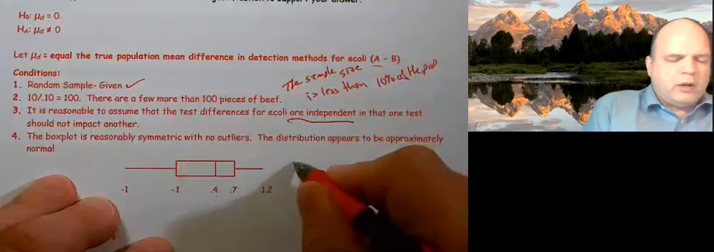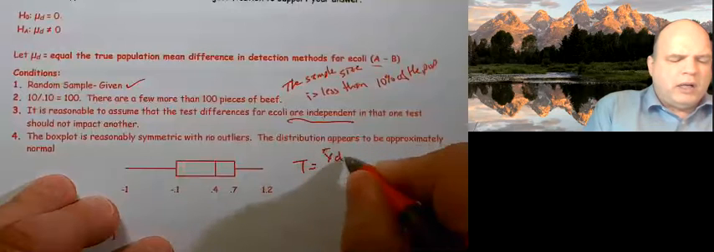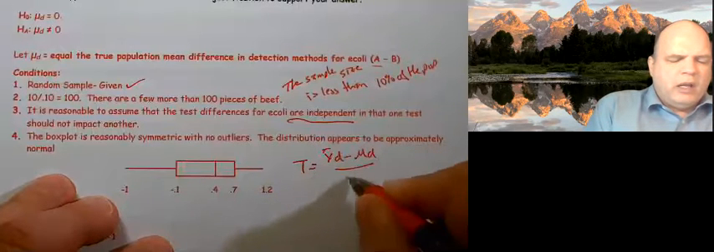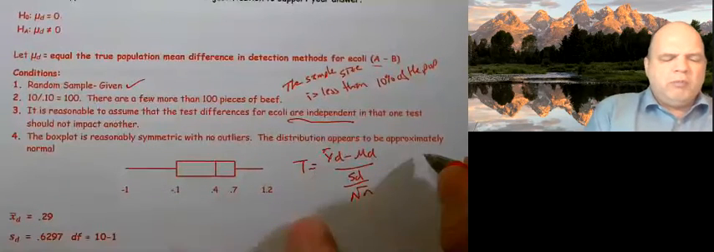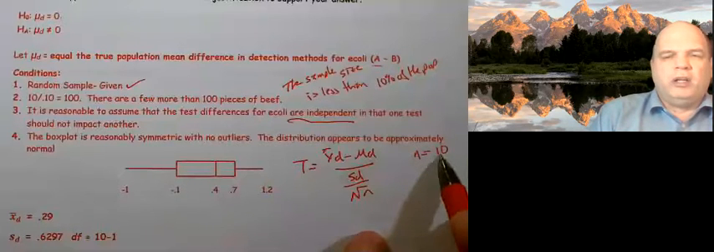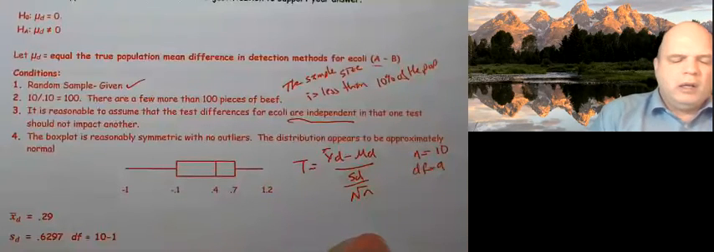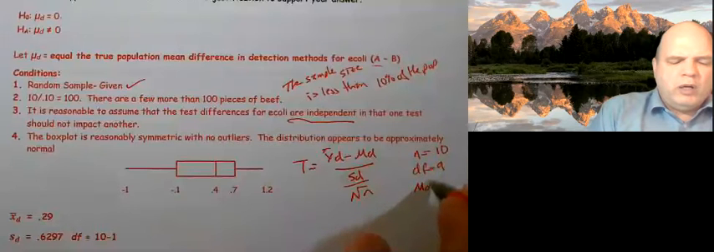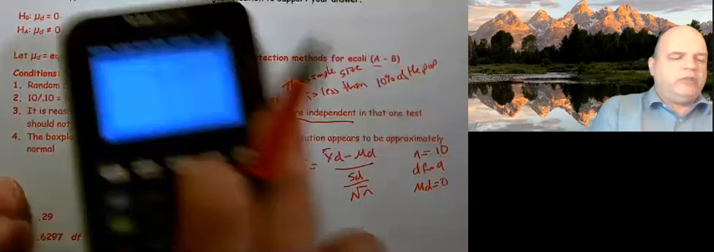Well, for this particular type of problem, we are working with x bar d minus mu d, over SD divided by the square root of n. Well, we know n, in this case, is 10 because we have 10 pairs of data. Really important that it's 10, not 20. We have 10 pairs of data. Our degrees of freedom are going to be 9, 10 minus 1. Mu d, we know to be 0. That's the hypothesis claim, but we don't have x bar d and we don't have SD yet.